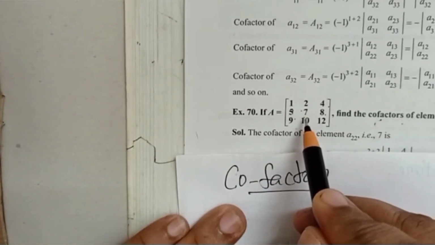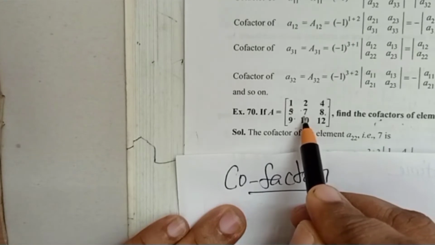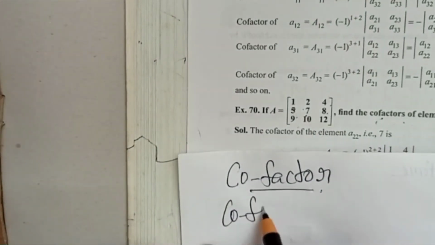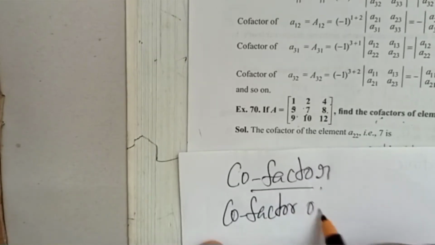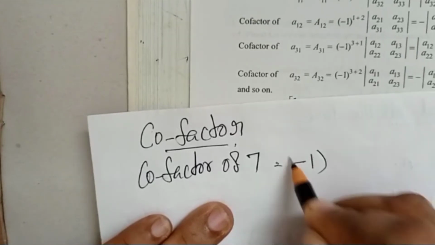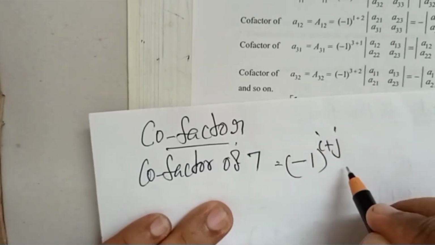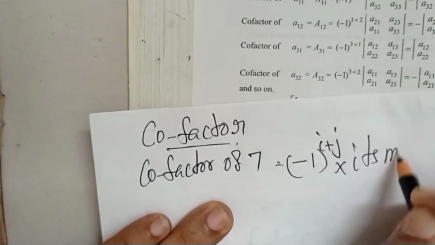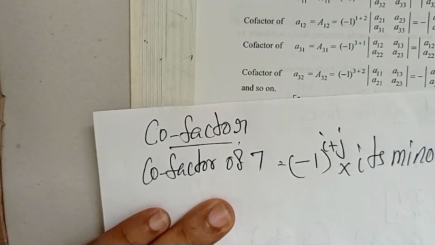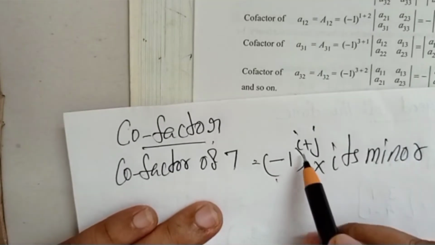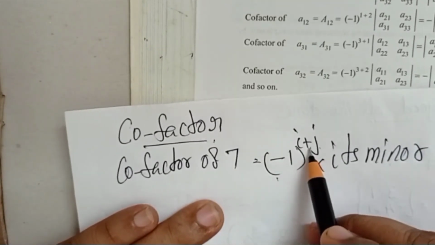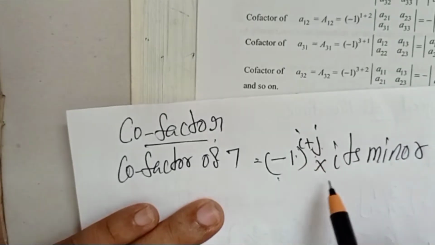All of you look at the board. Here this is 7, isn't it? Our aim is to write the cofactor of 7. Formula: minus 1 raised to i plus j into its minor. I will explain. Cofactor of 7 formula: minus 1 raised to i plus j. i means which row, j means in which column. i plus j into its minor.